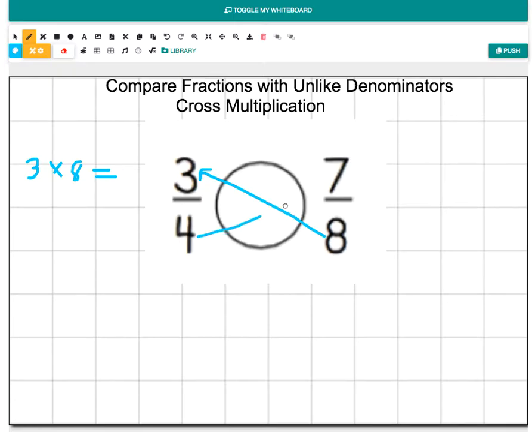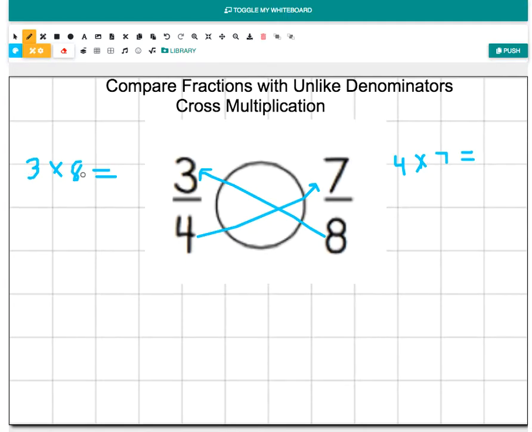Then we're going to cross from this bottom over here, and we're going to do 4 times 7. This is very good if you're fluent in your multiplication facts from when we were doing multiplication. If not, you can always do your equal groups.